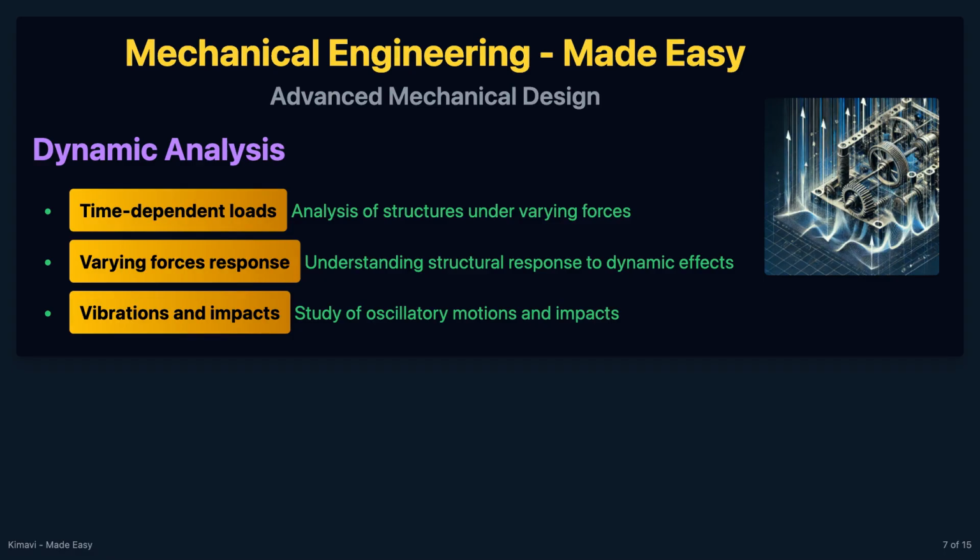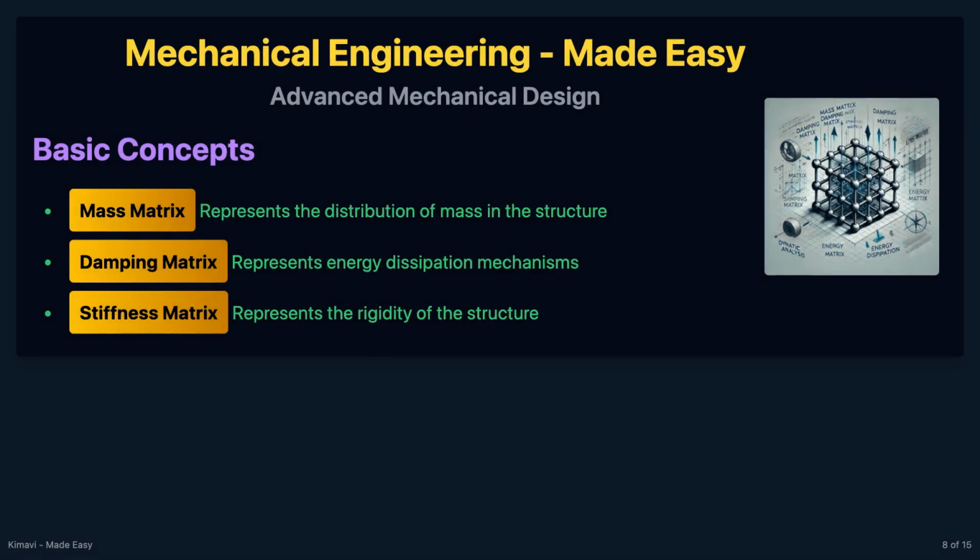It is essential for understanding how structures respond to varying forces, such as vibrations, impacts, and other dynamic effects. The basic concepts in dynamic analysis include the mass matrix, damping matrix, and stiffness matrix. The mass matrix represents the distribution of mass in the structure. The damping matrix represents energy dissipation mechanisms. The stiffness matrix represents the rigidity of the structure.